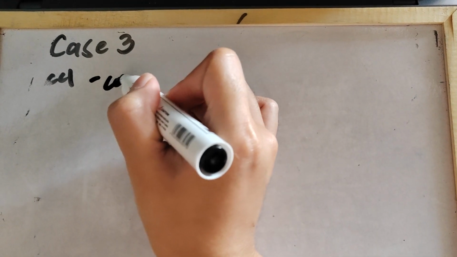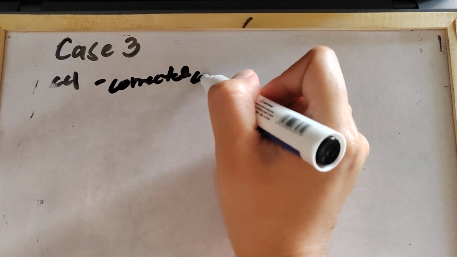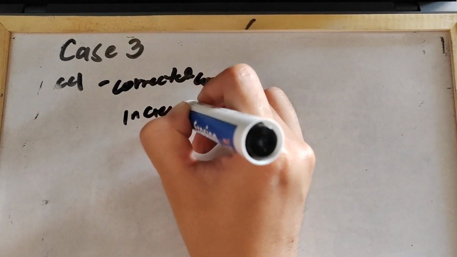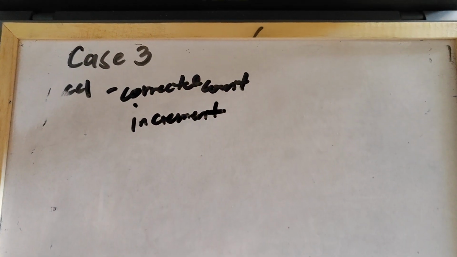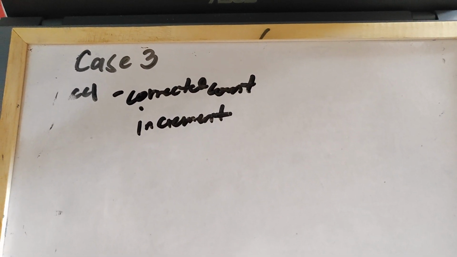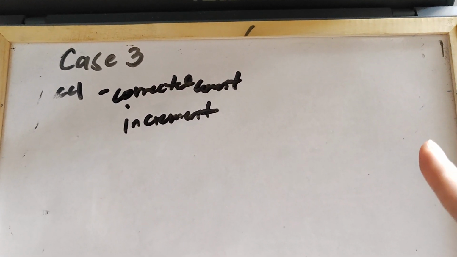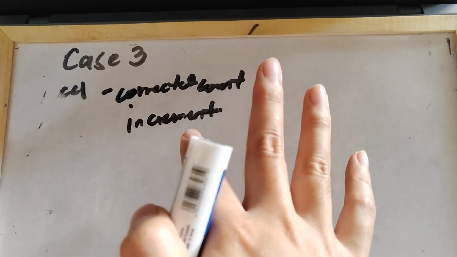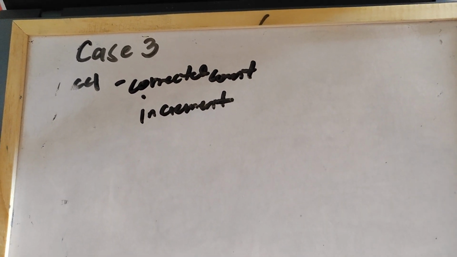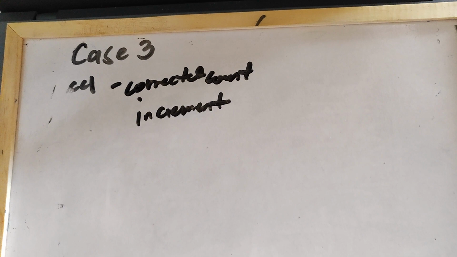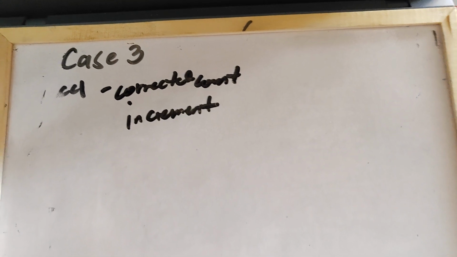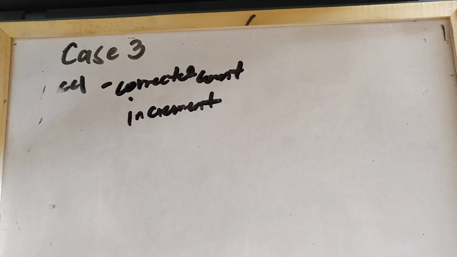This is the corrected count increment. That's what we look at. We don't look at how many units we need to transfuse to the patient; we look at the corrected count increment. Why is that? It's because it is not constant, unlike hemoglobin and hematocrit, where the standard is 1 unit equals so much. Platelet concentrate is different.